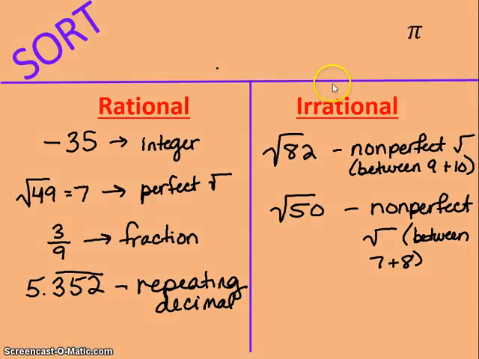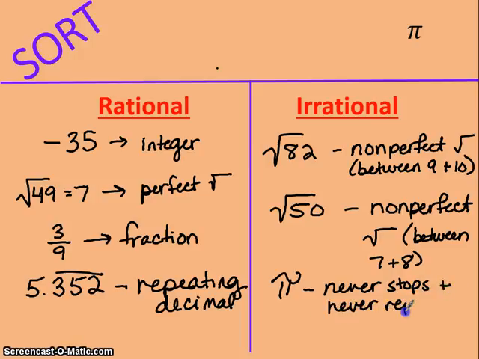What about pi? Well, pi is 3.141592 and so on. It is irrational because it goes on forever and never repeats. It never stops and never repeats.